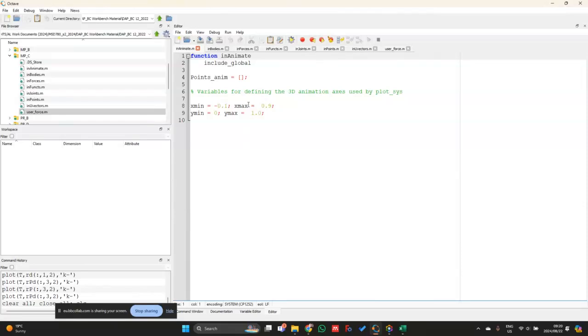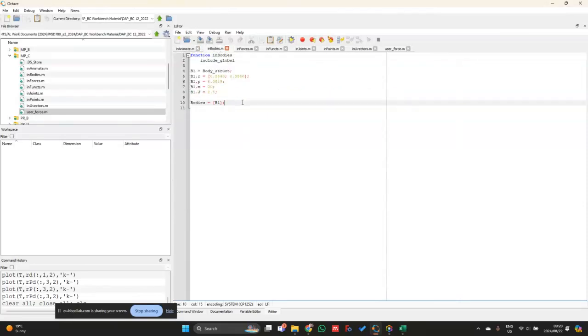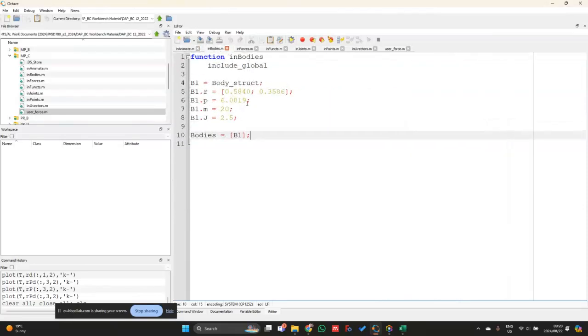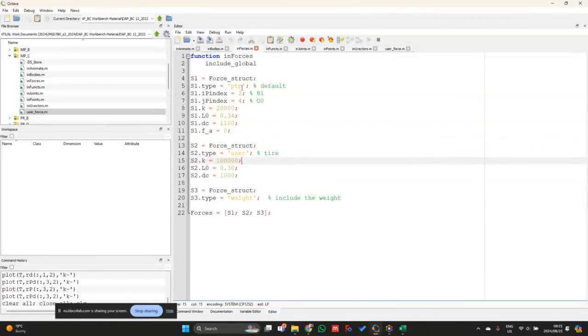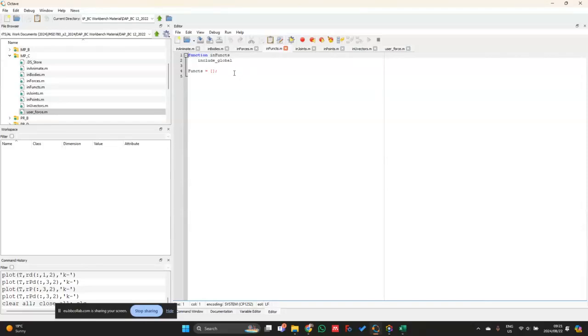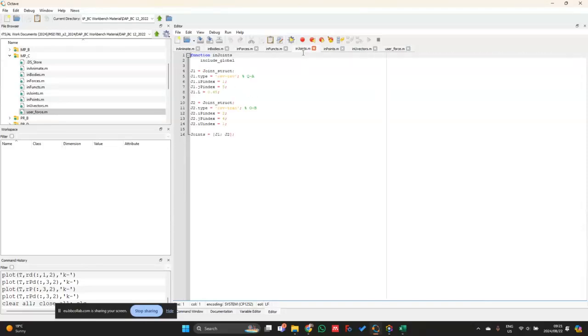Right, so animate once again remains the same, so nothing new over there. In bodies has now been updated, so now we only have a single body, which is our wheel assembly. So we just specify all of its starting coordinates, mass, and moment of inertia properties. Then the forces remain exactly the same. We still have a point-to-point force, a user-defined force for the tire spring stiffness, and then also the weight. In functs is still an open list because we don't have any drivers that we specify.